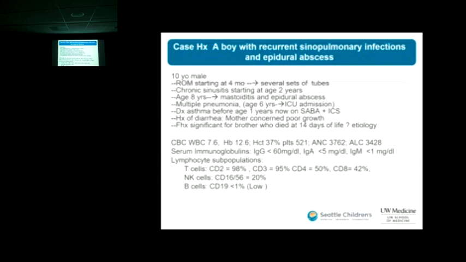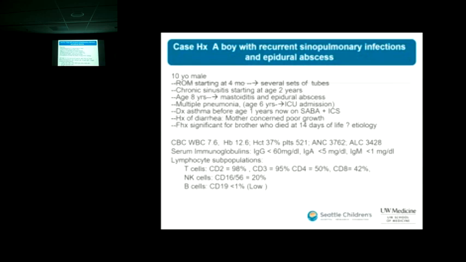He's a 10-year-old boy who first comes to see us and has a history of recurrent ear infections starting at 4 months of age, which has resulted in several tubes, and has a history of chronic sinusitis that usually started around 2 years of age. By 8 years, he has mastoid disease and has been admitted with an epidural abscess. He's had multiple pneumonias, one of which resulted in an ICU admission. He's diagnosed with asthma and is on short-acting beta agonists and inhaled corticosteroids.